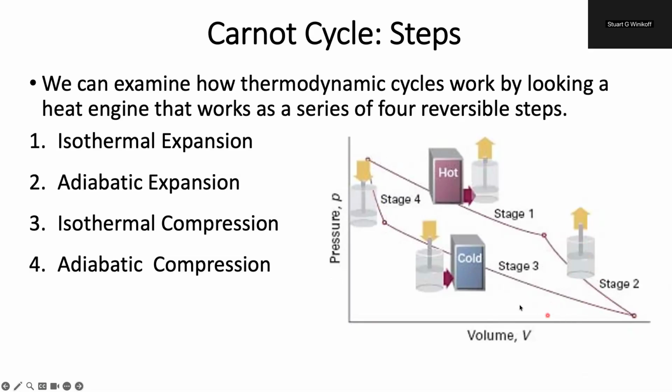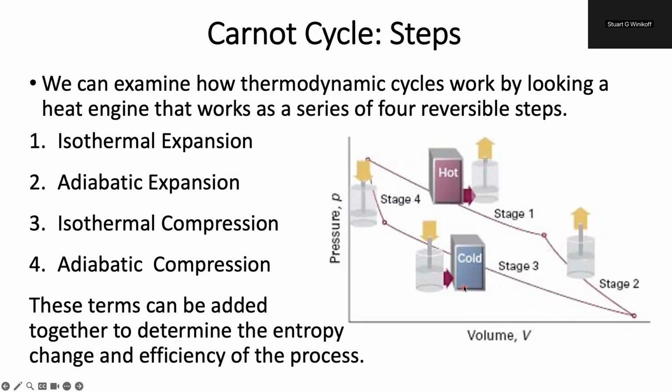So again, we break it into these four steps that we know how to examine in detail. And because each of these steps is reversible, that means it's going to be fairly easy to determine the entropy, because the entropy is defined based on reversible processes. And this will let us figure out the efficiency of a process.